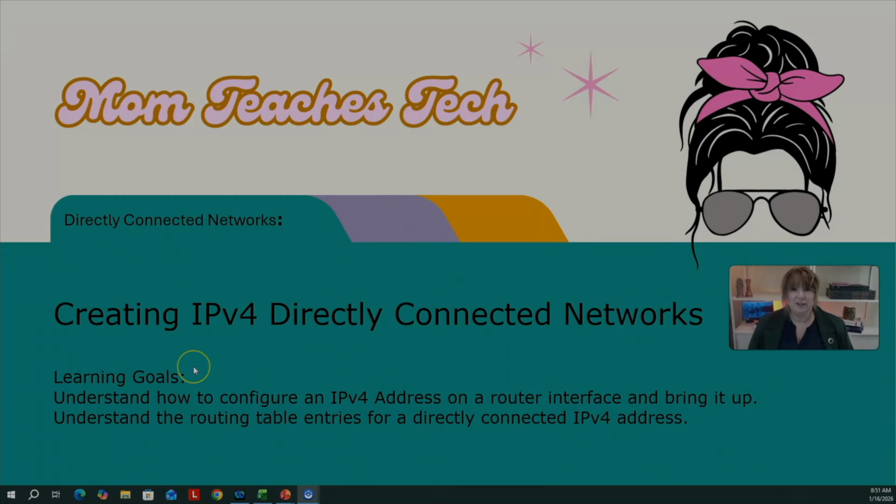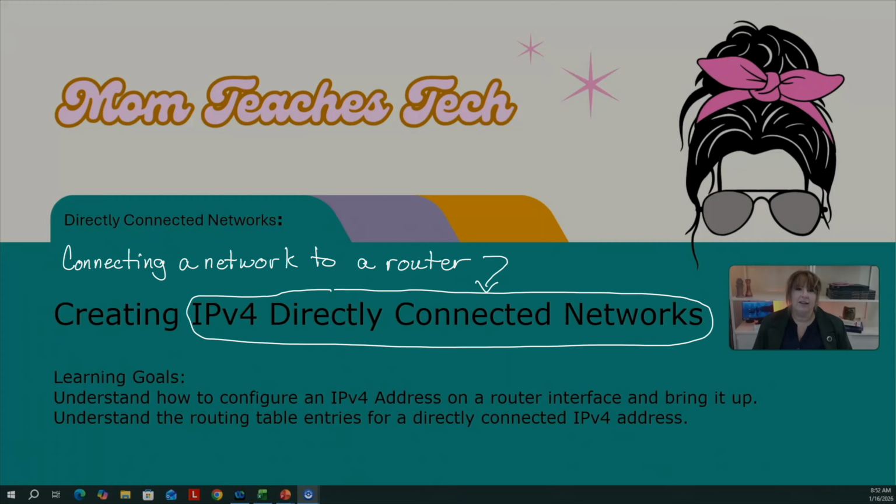In this lesson, we're focusing on one very specific thing: how directly connected networks are created on a router. We are not configuring routing protocols. We are not setting up remote access. We are not worrying about anything else, passwords or anything. We are simply connecting a network to a router. This is the foundation that everything else in routing depends on.